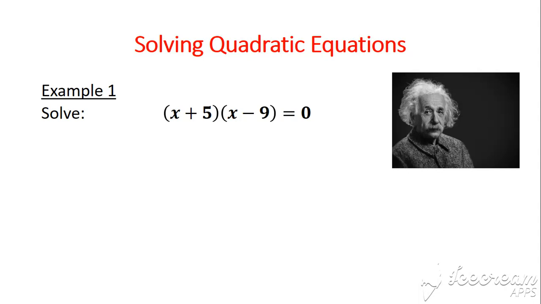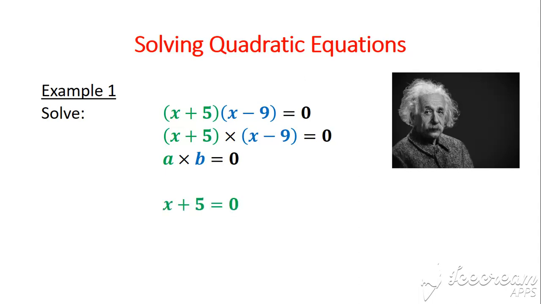Well, when quadratics are factored like this, the answers are pretty simple, and I'll show you how. We have x plus 5 times x minus 9, so we have something times something is 0. When we have something times something is 0, either the first bit is 0 or the second bit is 0, because something times 0 is 0 or 0 times something is 0. So we say to ourselves, either the first bit, x plus 5, has to be 0, or the second bit, x minus 9, has to be 0.